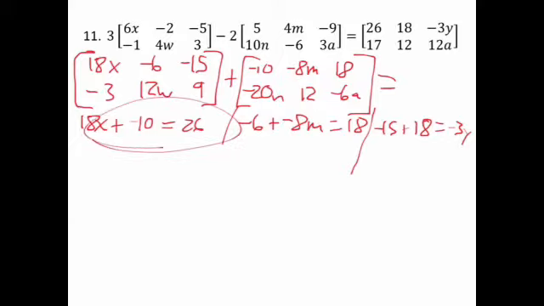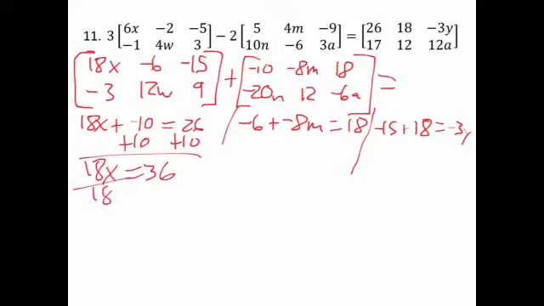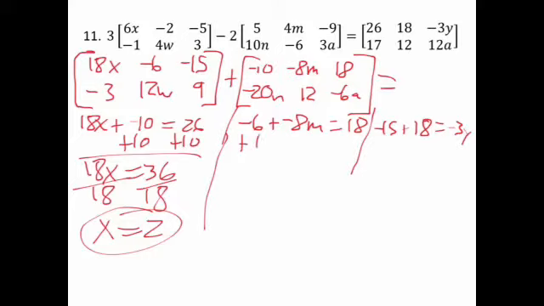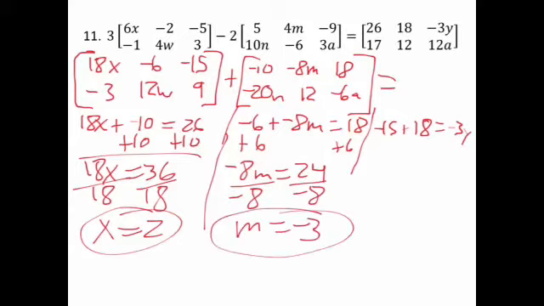I'm just going to take this first one and go at it. I'm going to need to add 10 to both sides to give me 18x equals 36. Divide both sides by what's in front of x to get rid of what's in front of x. And I'll get x equals 2. On my next equation, I'm going to add 6 to both sides to get -8m equals 24, and divide both sides by that -8 in front of the m to get m equals -3.